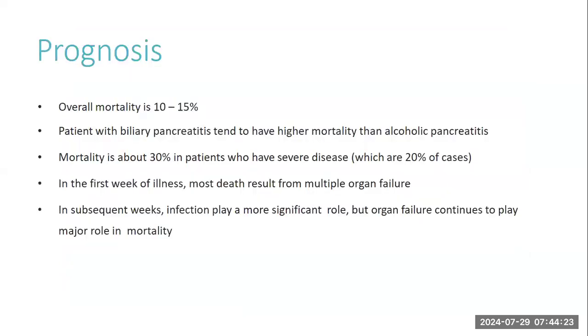Then prognosis: overall mortality is about 10 to 15%. Patients with biliary pancreatitis tend to have higher mortality than those with alcoholic pancreatitis. Mortality is about 30% in those with severe disease. Earlier on, severe disease accounts for about 20% of cases, whereas mild is usually about 80% of cases. In the first week, death is usually from multiple organ failure, whereas in the subsequent weeks, infection plays a more significant role, but organ failure still continues to play a major role.